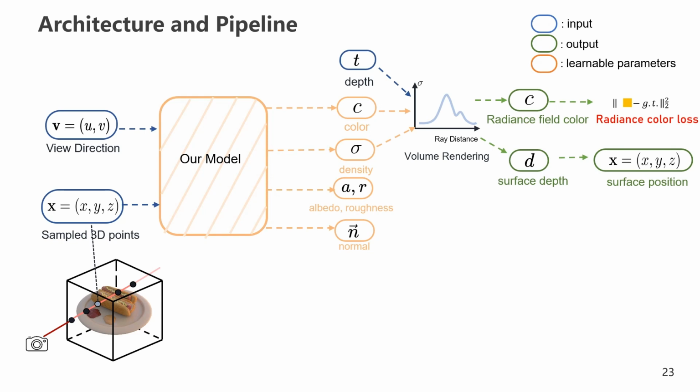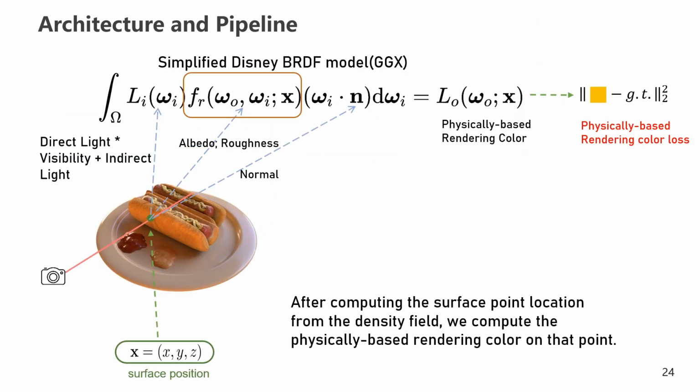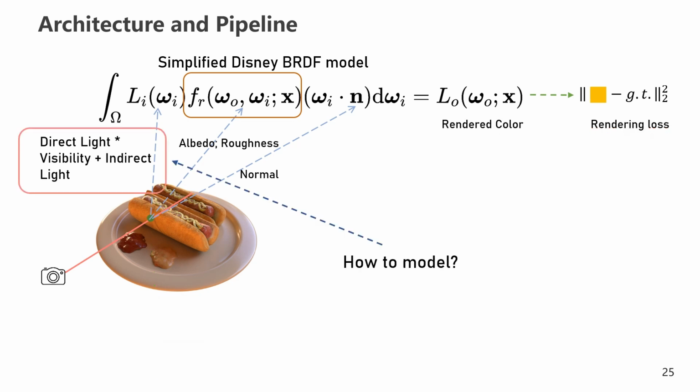We will also compute the surface depth to get the surface point position. After that, we will compute the physically based rendering color on that surface point and get the physically based rendering color loss. The process of computing the physically based rendering equation requires getting the incoming lighting that a surface point receives from various directions. It is important to model them efficiently and accurately for an inverse rendering reconstruction task.